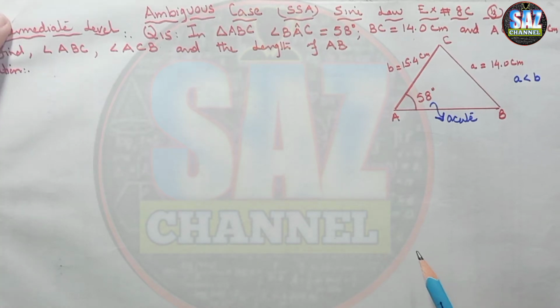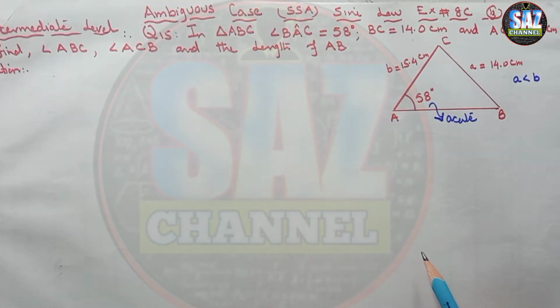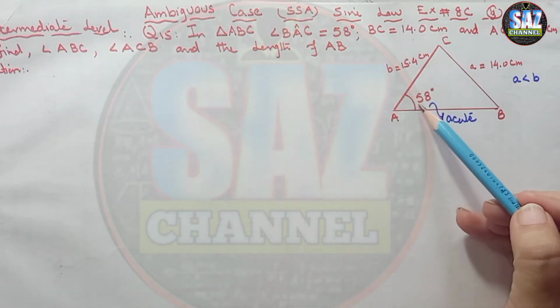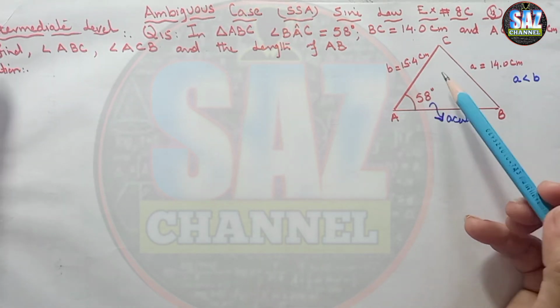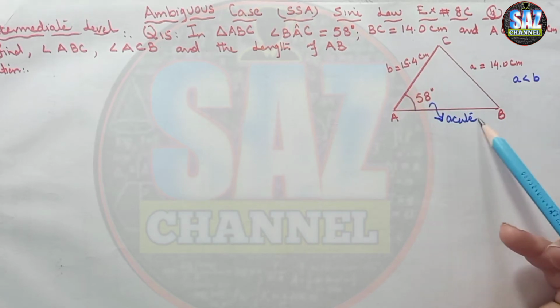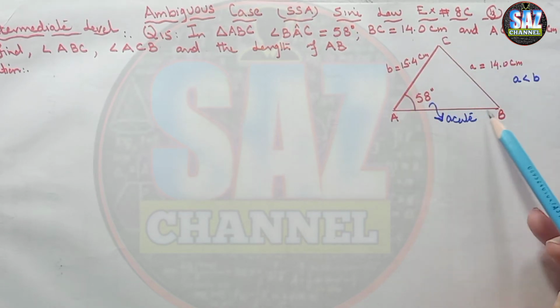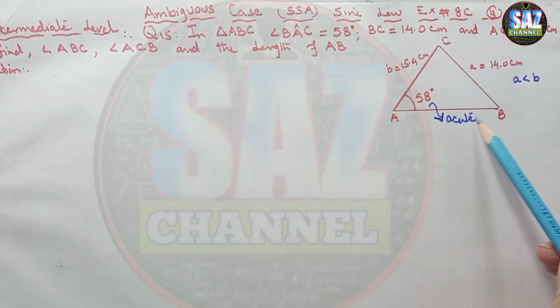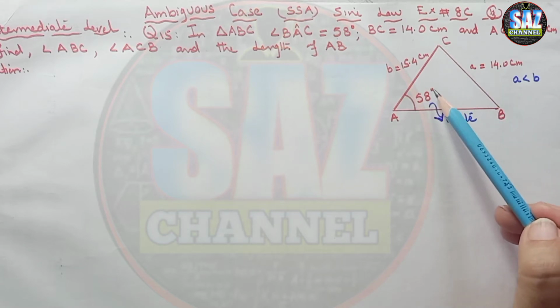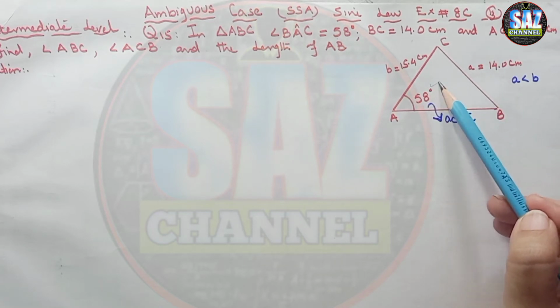Okay, it's always good to sketch the diagram according to the data given. I always ask my students to sketch the diagram and label the vertices with capital letters and their corresponding opposite lengths with small letters. So here, first of all, I've sketched the diagram for you: the triangle which is given to us has the vertices ABC and the given angle is 58 degrees.